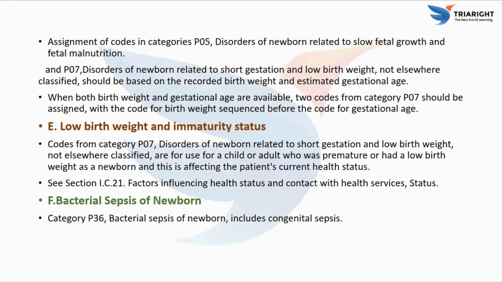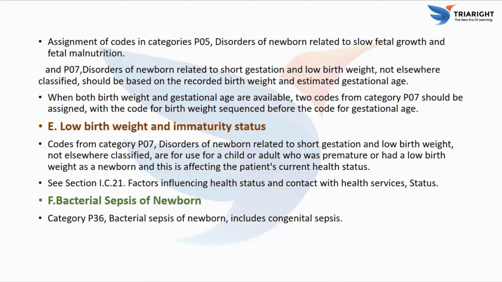And understanding P05 and P07 codes. So what are P05 and P07 codes? These codes, they describe the newborns who had problems before the birth, such as slow fetal growth, fetal malnutrition, short gestation, and low birth weight. So these conditions, they develop during pregnancy, but not after the birth.